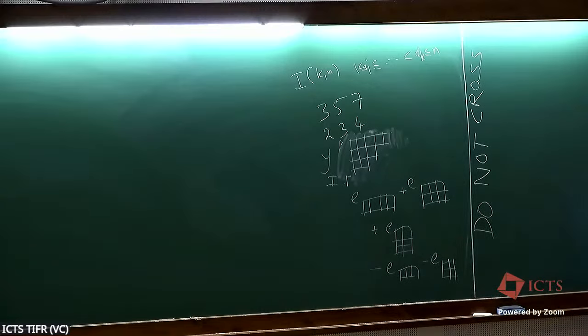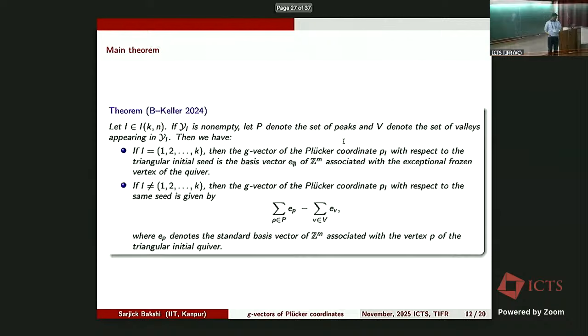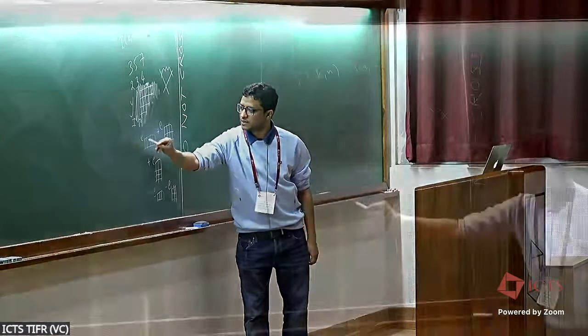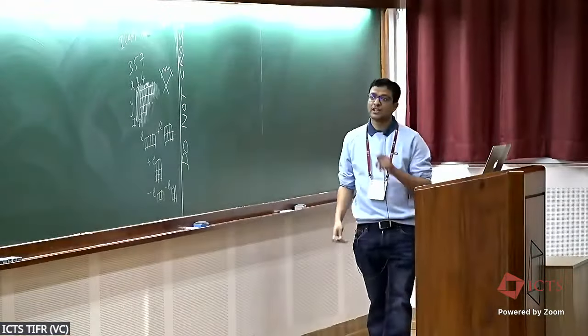We experimented and found that indeed there is a pattern. These are the G vectors, and these are the vertices which appear in the quiver. So this is experimentally verified. Now we need a proof. This is precisely the statement. For the G vectors, like in the Russian school, you can draw Young diagrams using mountains, and then you can define peaks and valleys. You take the basis vectors for the peaks and subtract the basis vectors for the valleys. This gives the G vector.